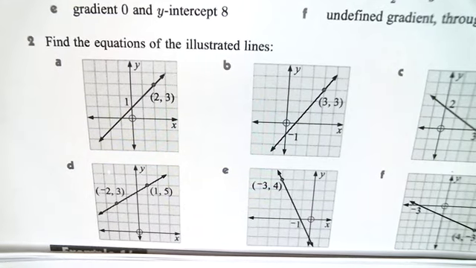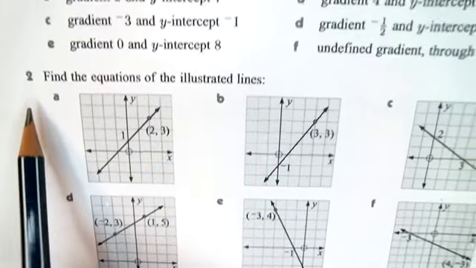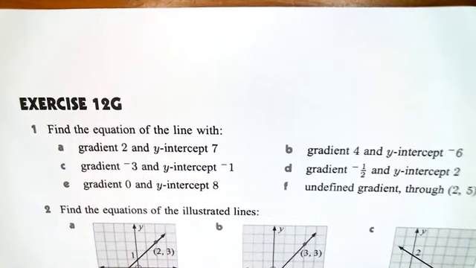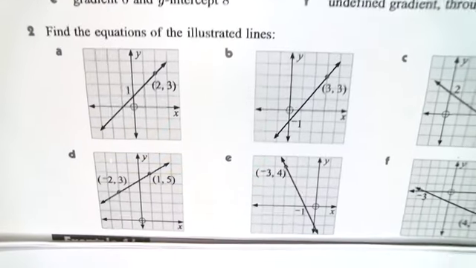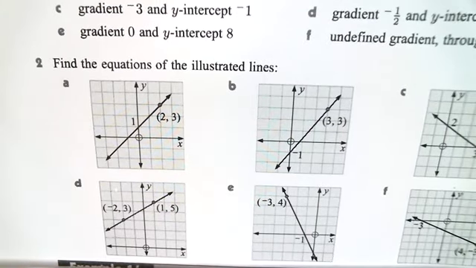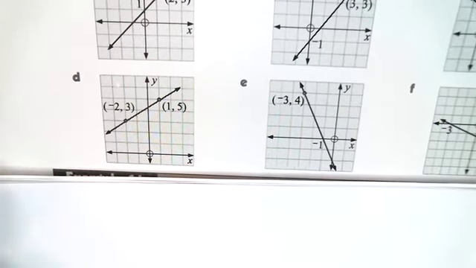Let's take a look at question 2. This, by the way, is from 12G in one of the IGCSE Cambridge books. I think it is anyway. And it's asking us to find the equation of this particular graph here. And I've been asked to do this one.